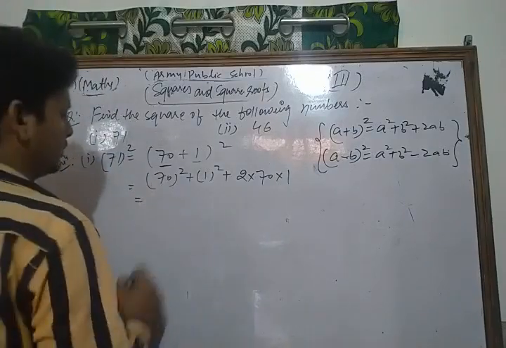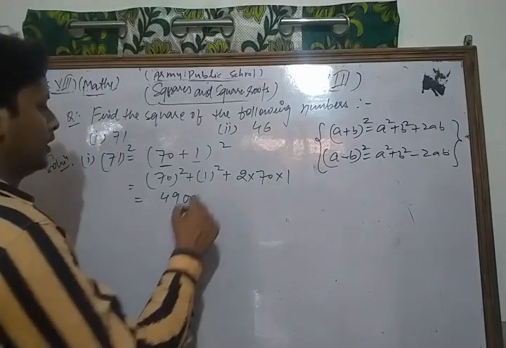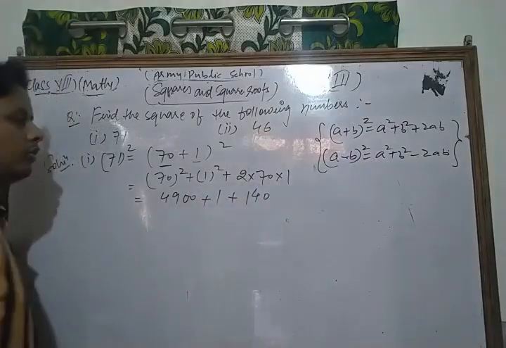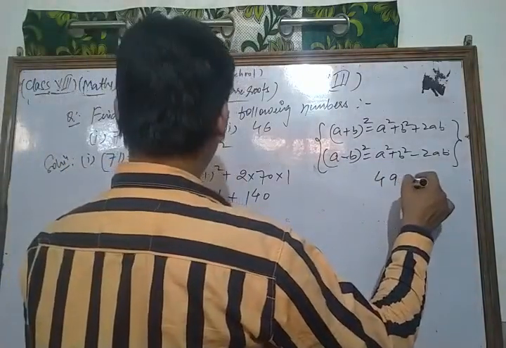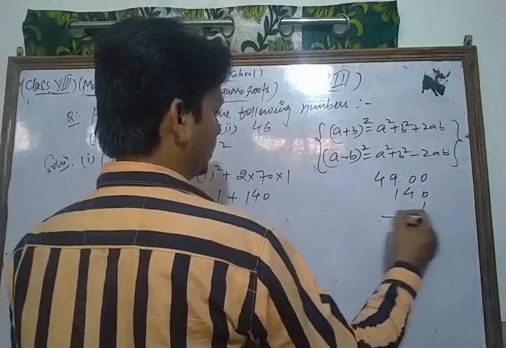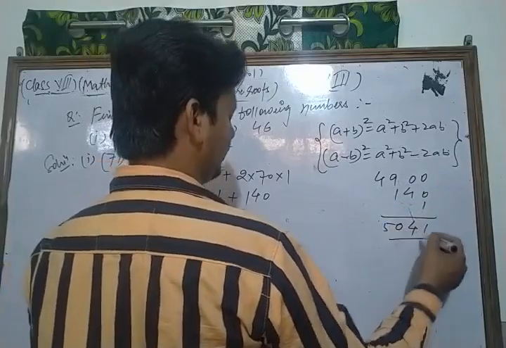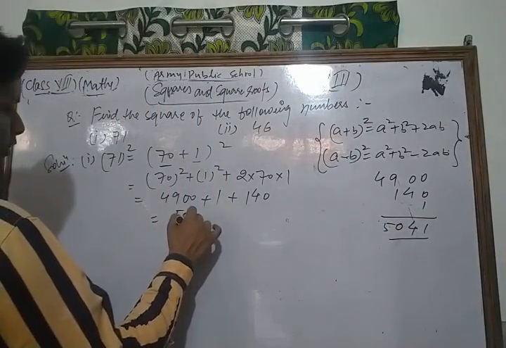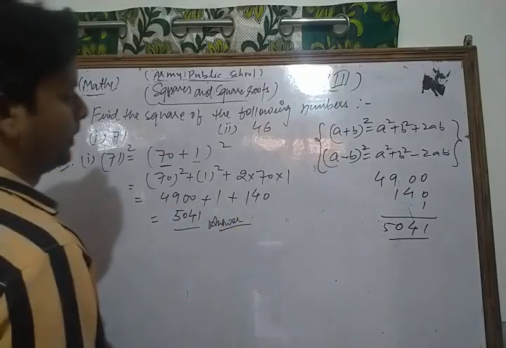Now we simplify them. 7 7s are 49, then two zeros, plus 1 square is 1, plus 140. Now we add these values. This is 4900, 140 and this is 1. Now adding them, we get 5041. This is the required solution of the given question.